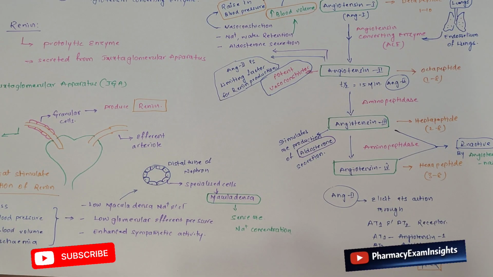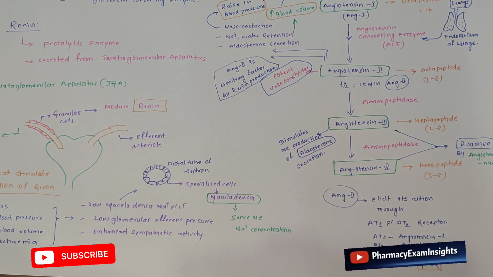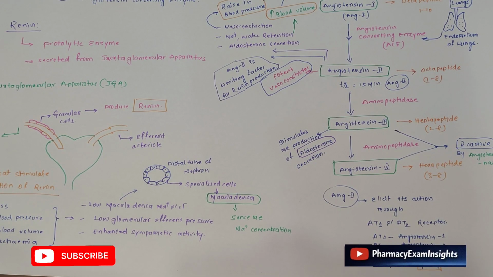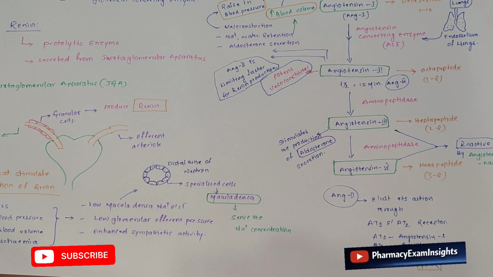The t half is 15 minutes. Due to aminopeptidase, angiotensin 2 will be converted into angiotensin 3. Angiotensin 3 is a heptapeptide. Again, due to aminopeptidase, angiotensin 3 will be converted into angiotensin 4.